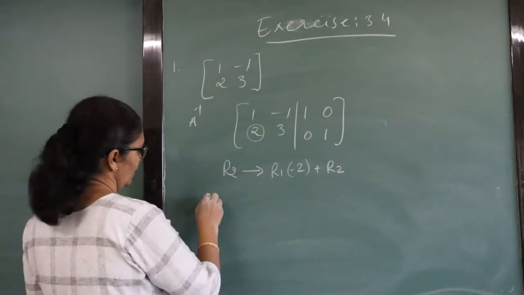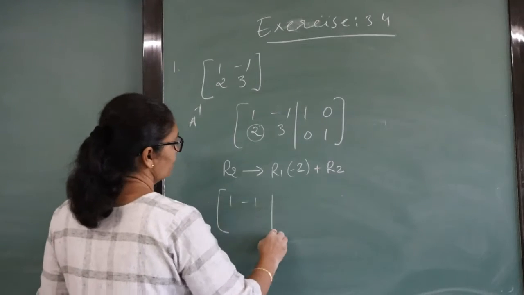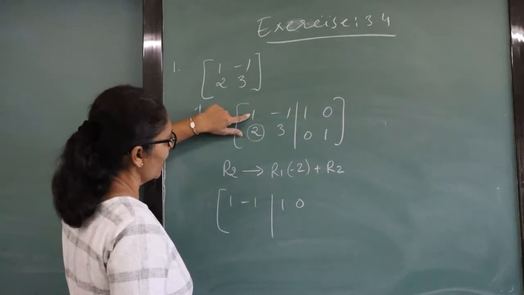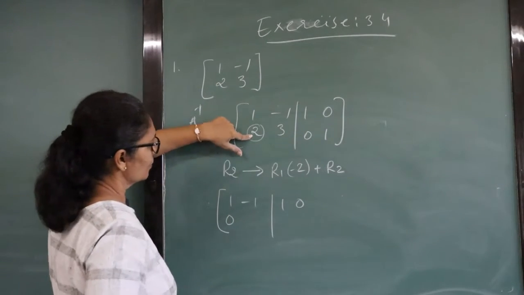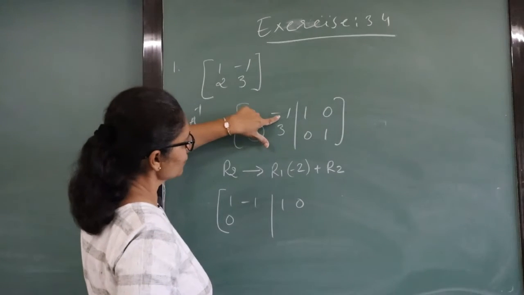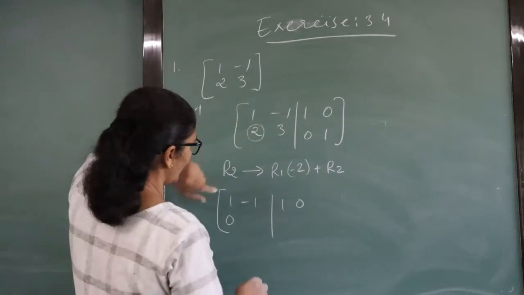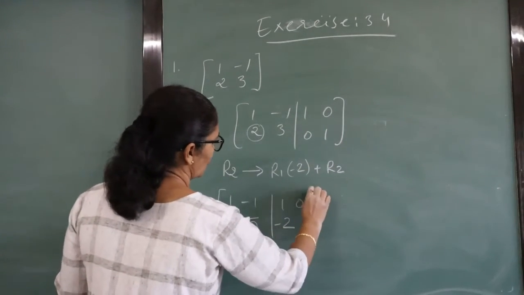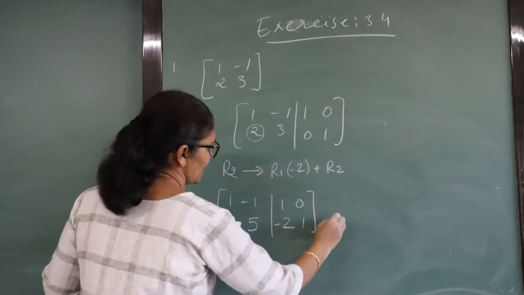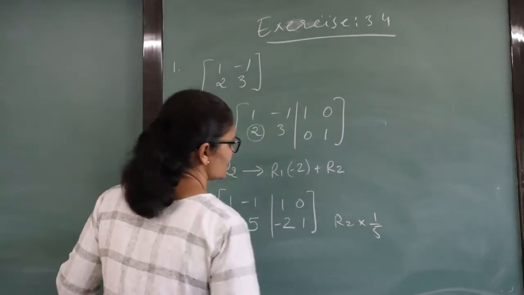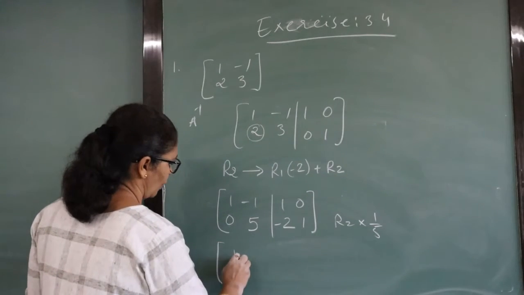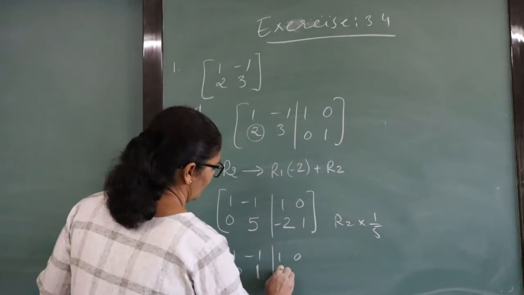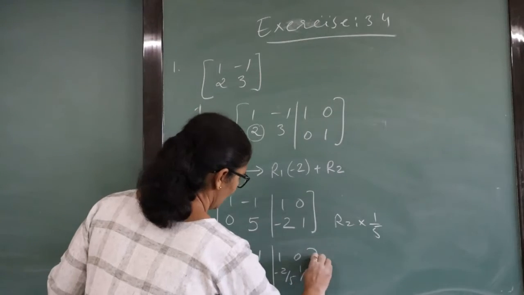We can write it like this. First row we keep as it is. Now make a change in the second row. 1 multiplied by -2 is -2, plus 2 gives 0. Multiply -1 with -2, that is 2, added to 3 means 5. Multiply 0 with -2, this is 0, so 1 as it is. Now we divide the second row by 5, or you can say multiply by 1 by 5. So what do you get? 0, 1, -2 by 5 and this will be 1 by 5.